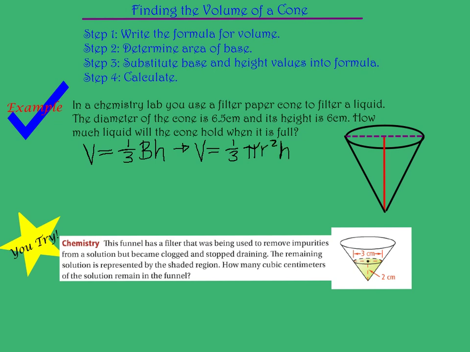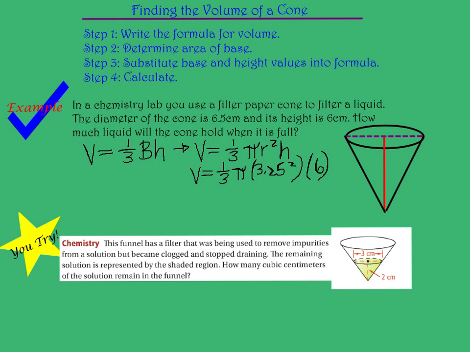Step 3 says substitute base and height values into formula. So looking back at my word problem, the diameter is 6.5. So this tells me my radius. Radius is half of your diameter. So for radius, I'm going to plug in 3.25. And I'm going to make sure to square that. And then my height's also given to me. It's 6 centimeters. So I'll plug that in also.